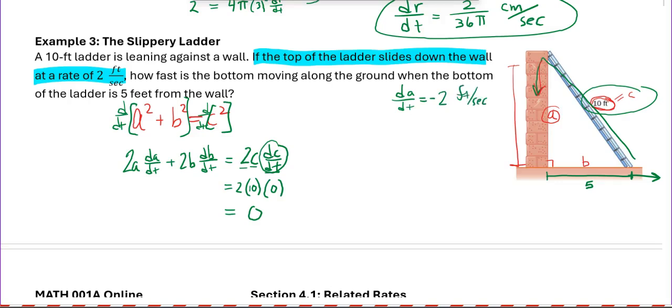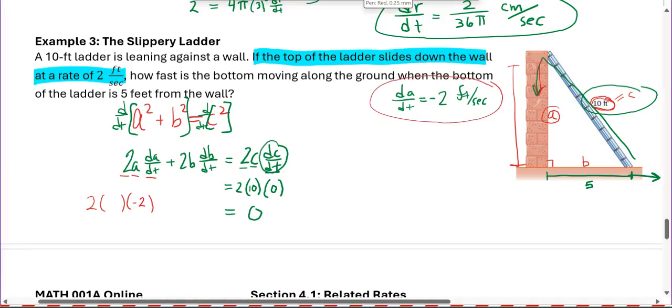All right, so let's plug the values into the problem. We have 2A dA/dt. Well, we know dA/dt, we just learned, is negative 2. That's what we were talking about over here. But we don't have the value of A, but we can find it, because if we look at our triangle over here, we have a situation right now where this is 5, right, that's what it said, and this is 10, and so A can be found using the Pythagorean theorem.